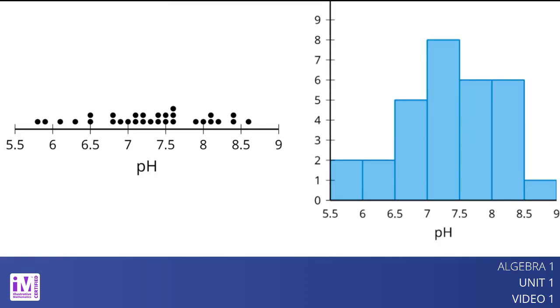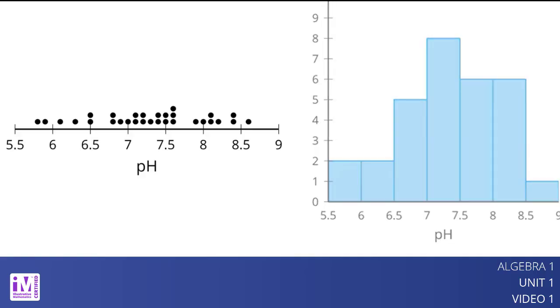Here is a dot plot and histogram representing the distribution of the data in the list. A dot plot is created by putting a dot for each value above the position on the number line. For the pH dot plot, there are 2 water samples with a pH of 6.5 and 1 water sample with a pH of 7.